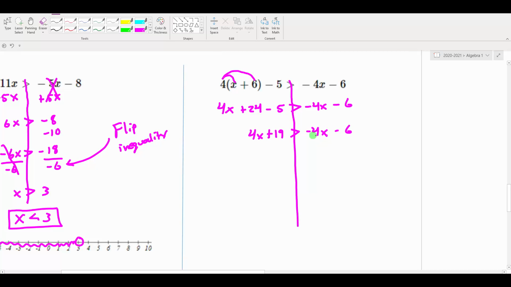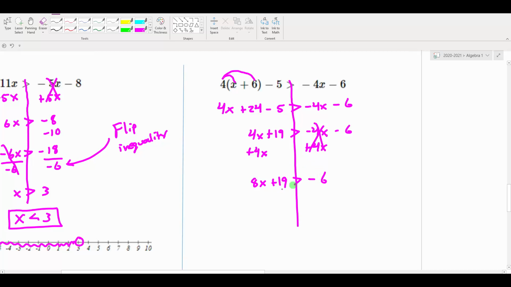So I'm going to move this negative 4x over here with the positive 4x. So I'm going to add 4x to both sides because that's the opposite of minus 4x. Right? Whatever I do on one side, I've got to do on the other. So I'm going to work left to right here. 4x plus 4x is 8x plus 19 greater than, here the 4x's cancel, and we've got a negative 6. Okay. All right, keep going here.